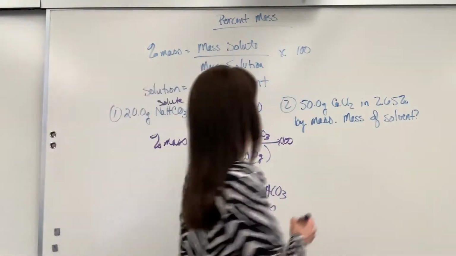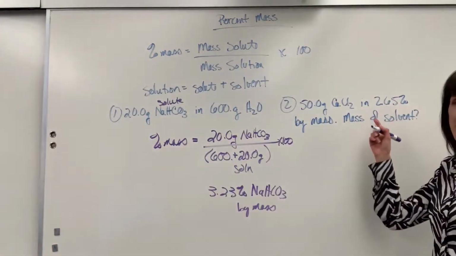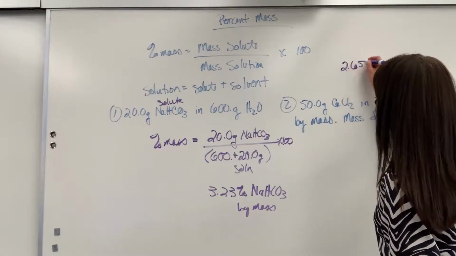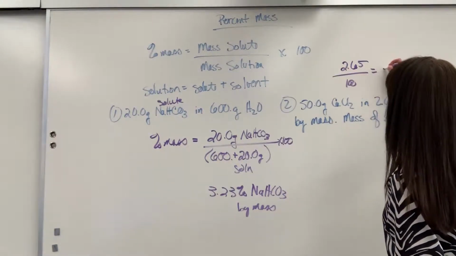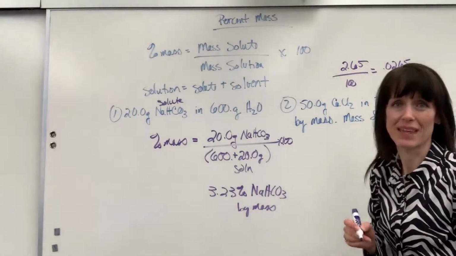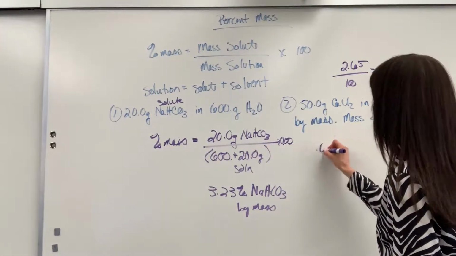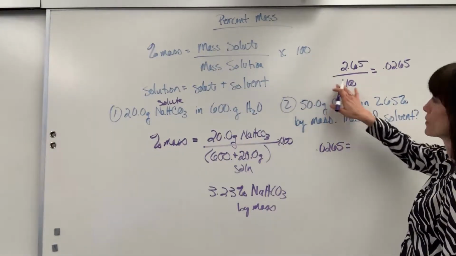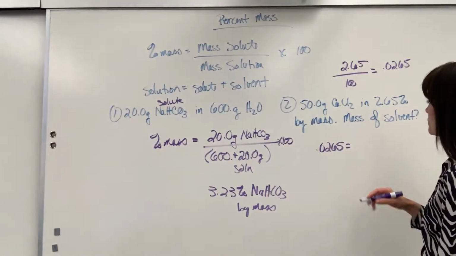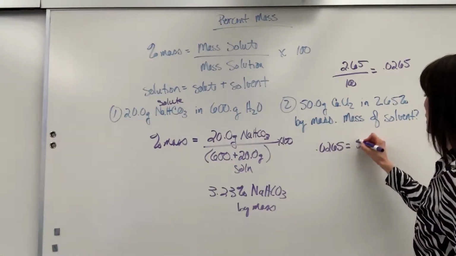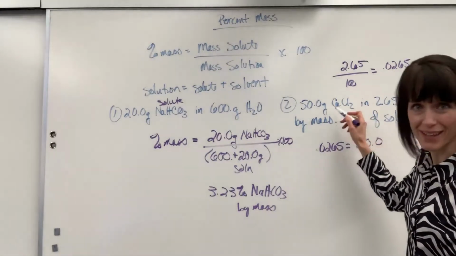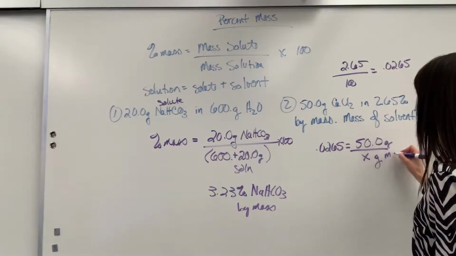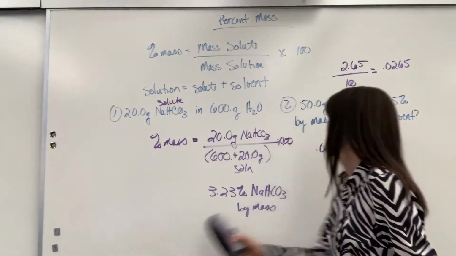Okay, so let's plug it in. This is percent by mass. I'm going to go ahead and convert this into a decimal. 2.65 divided by 100 gives me 0.0265. Okay, so we have that as our decimal. 0.0265 equals, and it's just because we multiply by 100, I'm going to divide by 100. This is going to equal the mass of my solute, the calcium chloride, divided by the total mass, that will be in grams, of the solution.